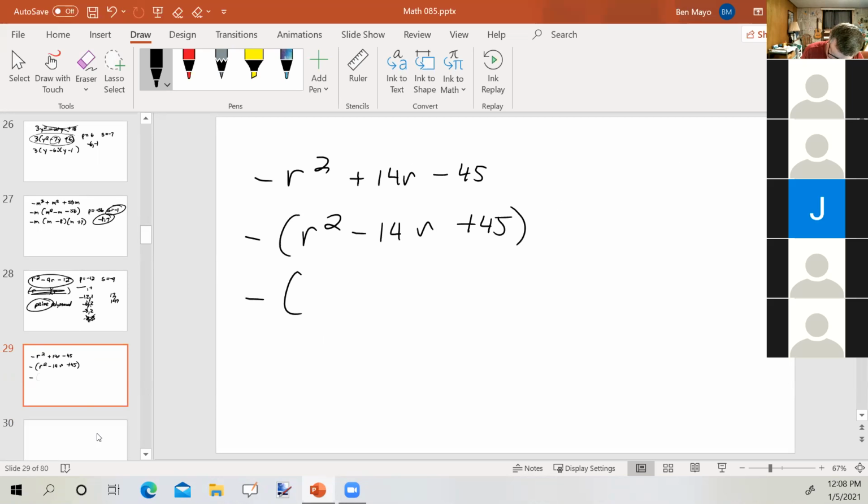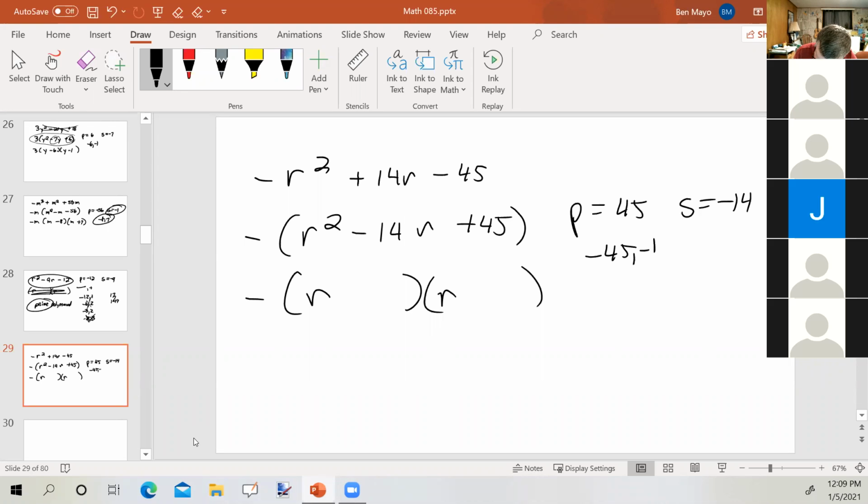So now we're going to have r and r. Our product is going to be positive 45. Our sum is going to be negative 14. To get a positive product, we need 2 positive factors or 2 negative factors, but the sum is negative, so we've got to have 2 negative numbers. Let's see, negative 45 and negative 1, negative 15 and negative 3, oh, how about negative 9 and negative 5?